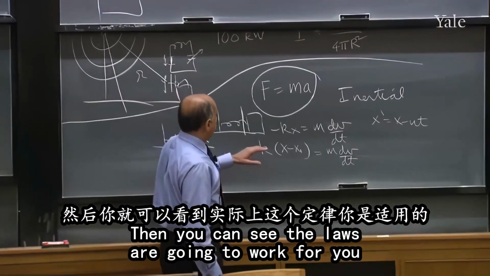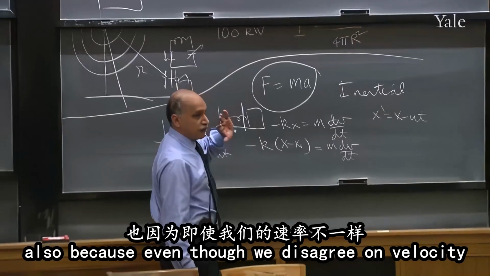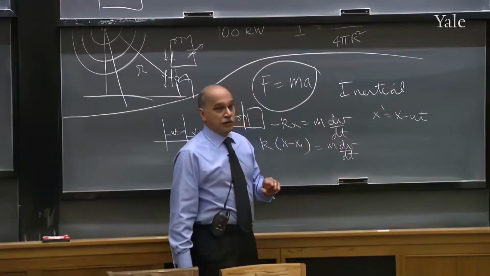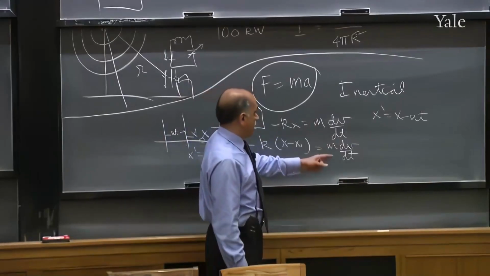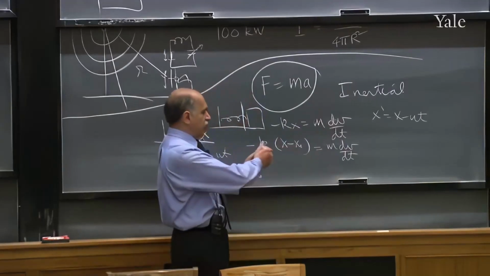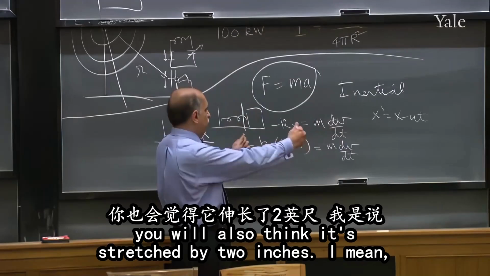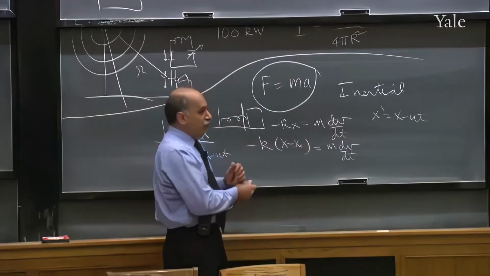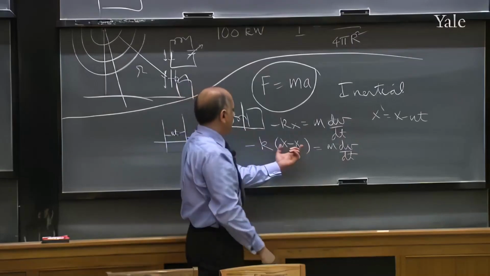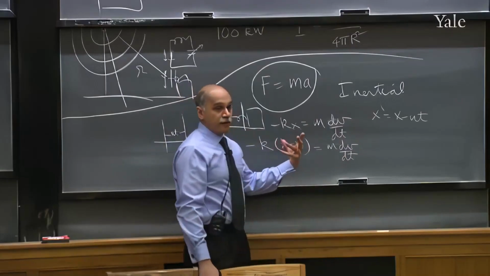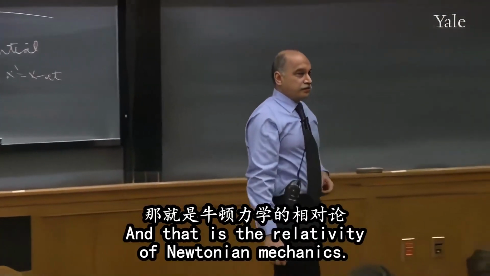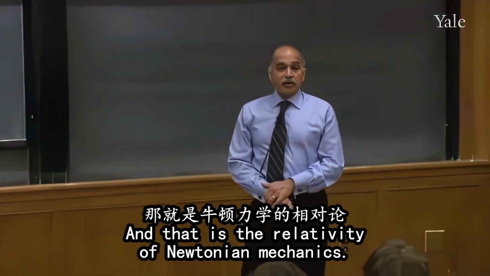Then you can see the laws are going to work for you also, because even though we disagree on velocity, we don't disagree on the rate of change of velocity. Your velocity and mine differ by a constant, which has no derivative, so they have the same acceleration. As far as the spring is concerned, if I think it's stretched by 2 inches, you will also think it's stretched by 2 inches. I mean, your x is zooming to the right according to me, and your x naught is also zooming to the right, but the extension of the spring is the same. So F equals ma doesn't have to be modified by going to a moving frame. And that is the relativity of Newtonian mechanics.